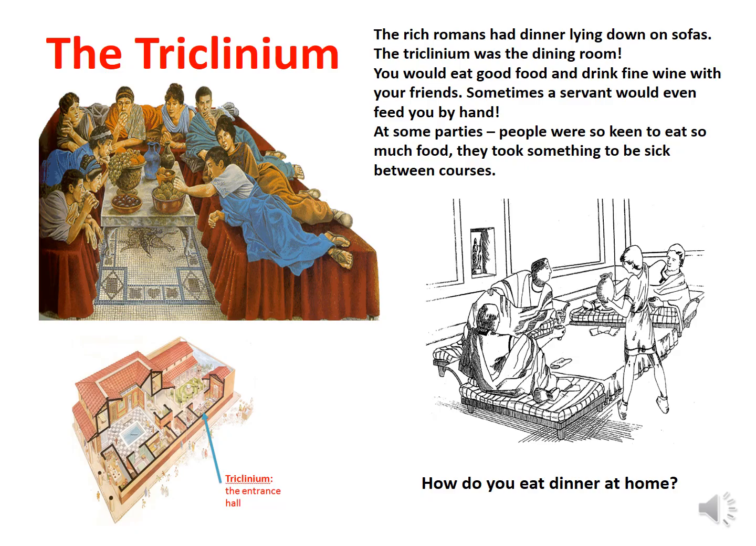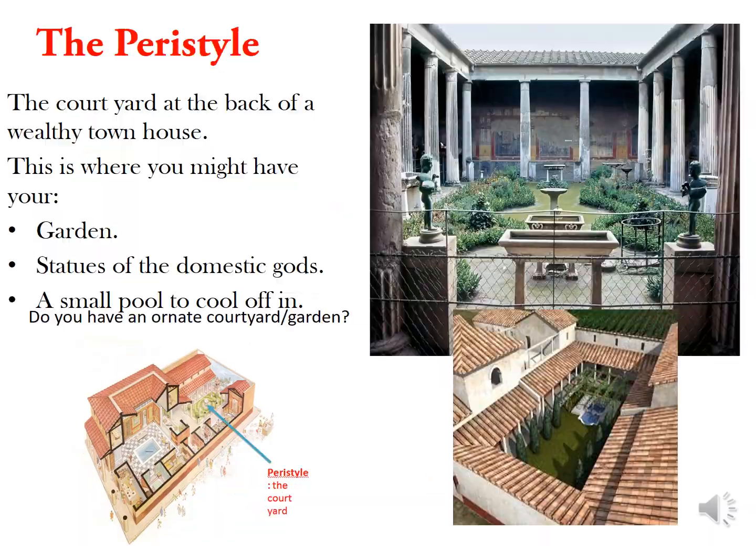How do you eat your dinner at home? Maybe you eat it on the sofa, but I doubt you're lying down. I doubt someone feeds you. Can you explain what the triclinium is on your diagram of your Roman villa?